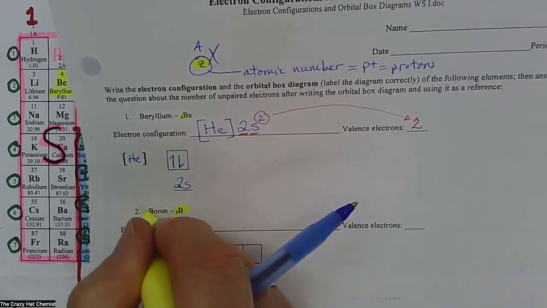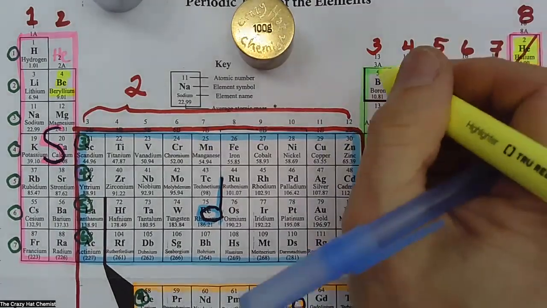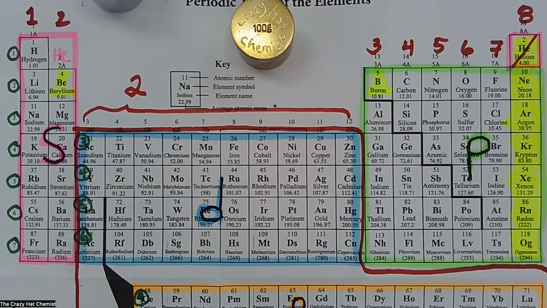It's a capital B and it's boron. So I'm going to find element number 5. That's right here. That's capital B and that's boron. So that's what I'm going to do. So just like before, I'm going to write the electron configuration.